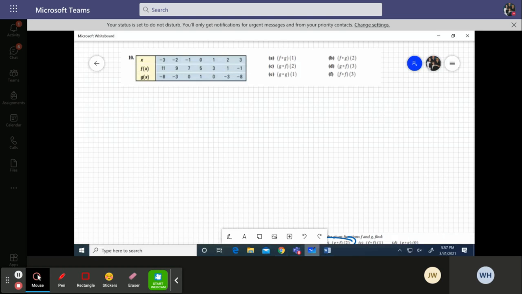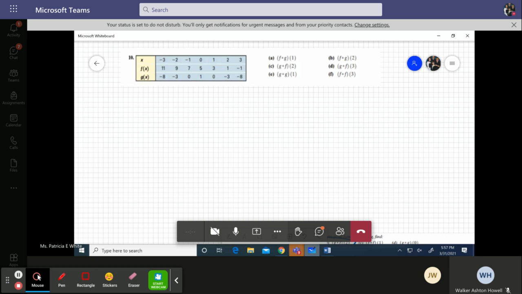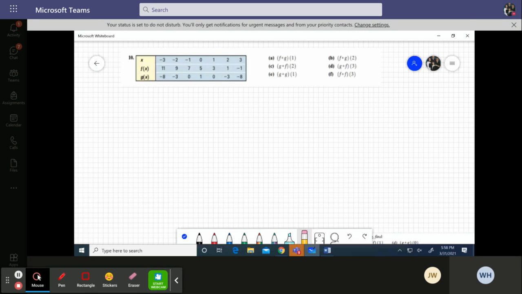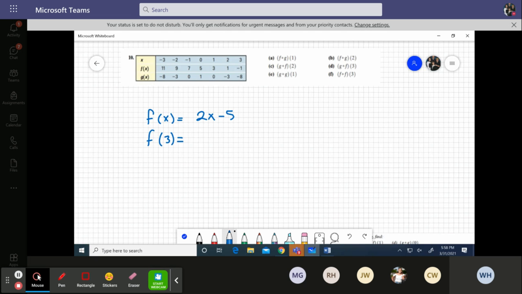Okay, so we're going to talk about 6.1 tonight, and that's composite functions. When we're doing a composite function, we're inserting one function into the other. This is based on, if I have f of x is equal to 2x minus 5, what is f of 3? And you have to take the x out and replace it with the 3, right?